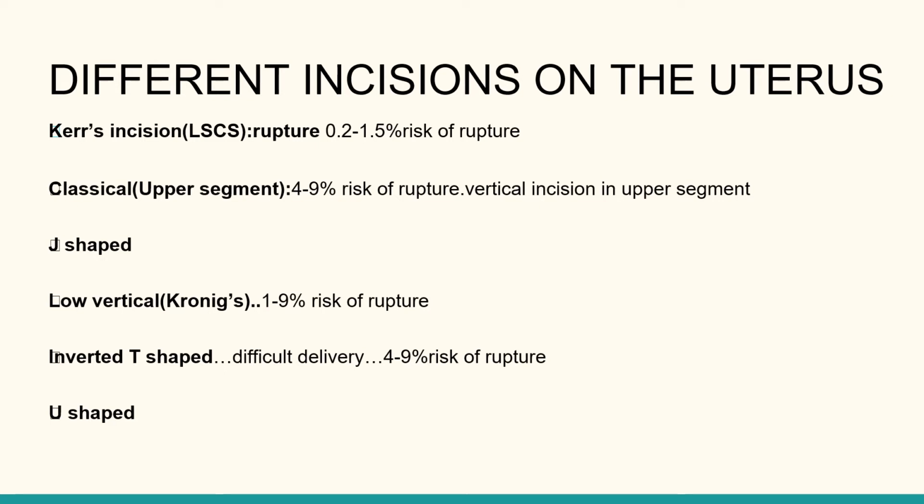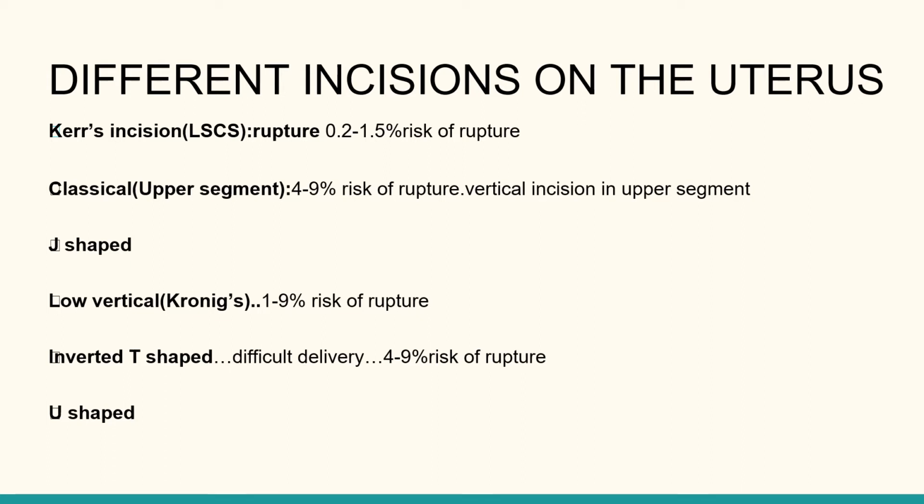Now we saw the skin incisions. Let us see what are the different incisions given on the uterus. It could be a lower segment caesarean section. It could be an incision given in the upper segment, that is classical caesarean section. It could be J-shaped, wherein the transverse incision will be extended on one side, that becomes J-shaped, or it could be a low vertical, also called as Kronig incision. It could be an inverted T-shaped incision, or it could be a U-shaped incision.